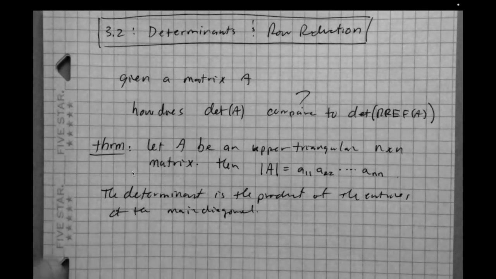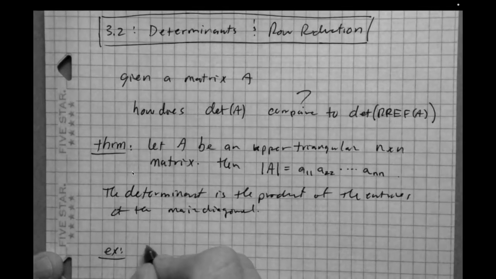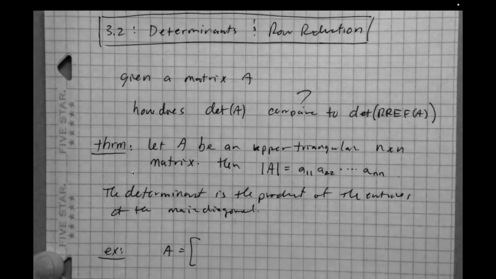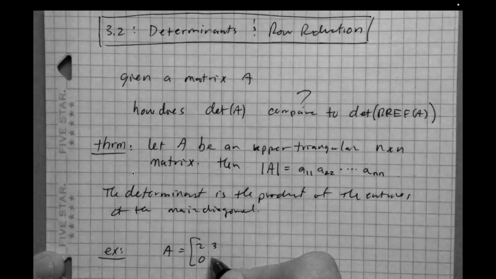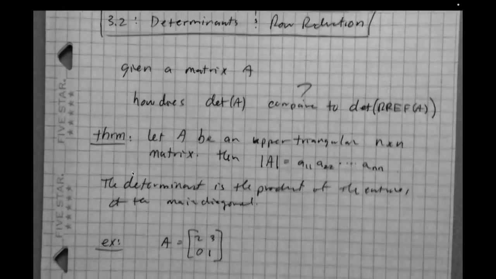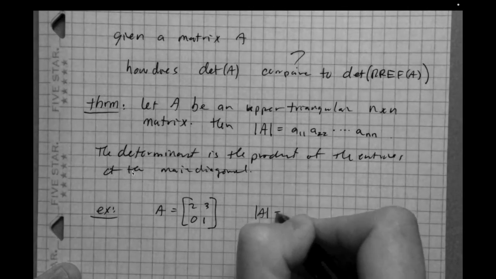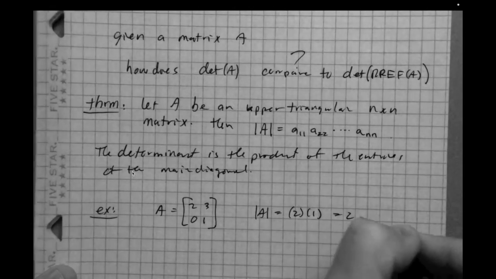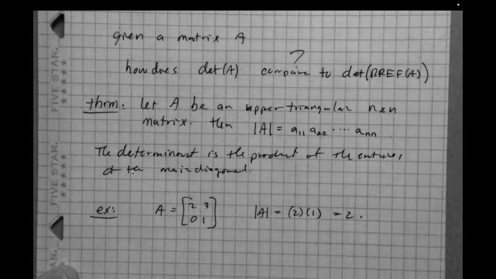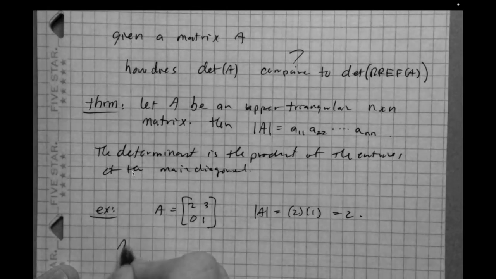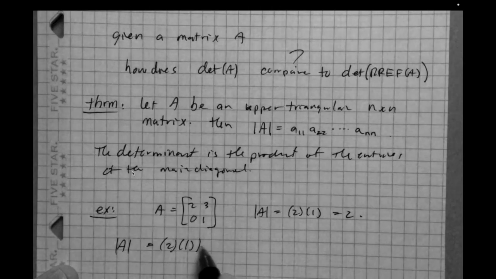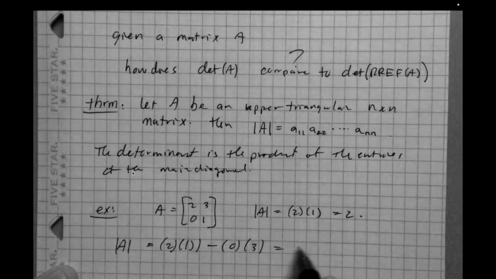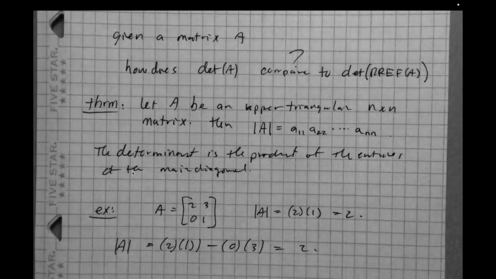But if I have an upper triangular matrix, let's see an example. Let A equal the matrix 2, 3, 0, 1, for example. This is saying that the determinant of A is equal to 2 times 1. In this case, we can easily confirm that by using the original method, which would have been 2 times 1 minus 0 times 3. So of course, we do get 2. But this is going to work in general for upper triangular matrices.